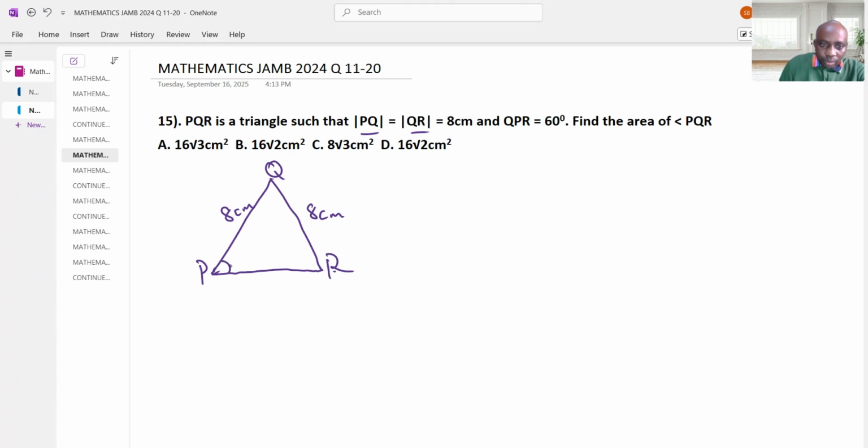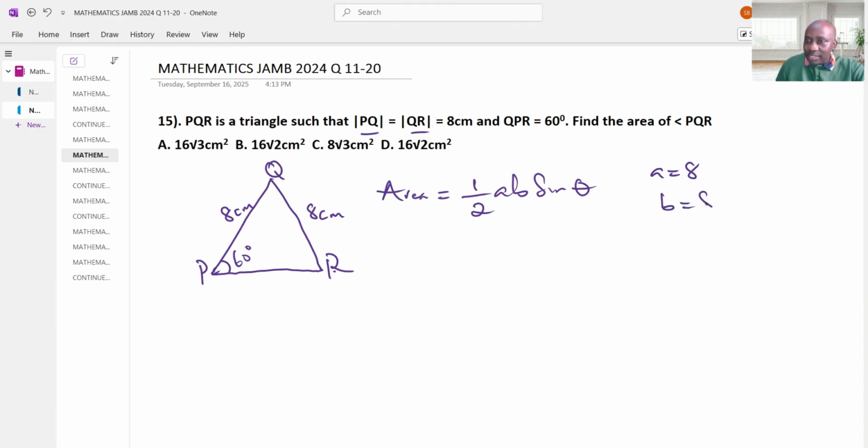QPR, 60 what? 60 degrees. If the question gives you something like this, it means the area formula we are going to use for the triangle, if the question gives you two sides, is half AB sine theta. Now, what is our A? Our A is 8 centimeters. B is the same thing, as the sides are equal. And what is our angle? Theta is what? 60 degrees. And the question is asking us for what? Area. What is the area of the triangle?